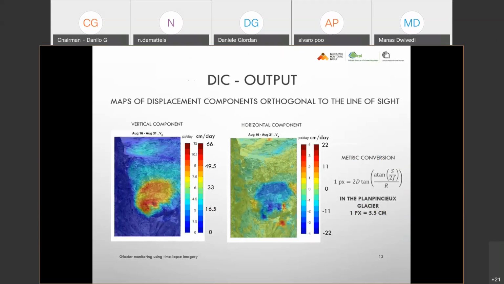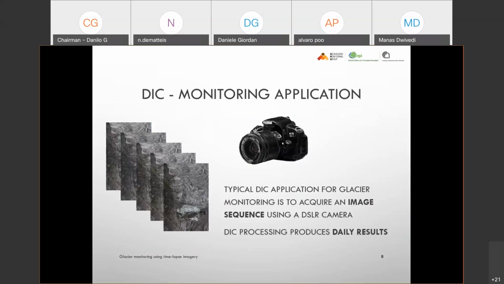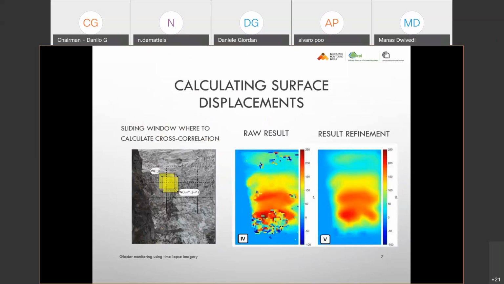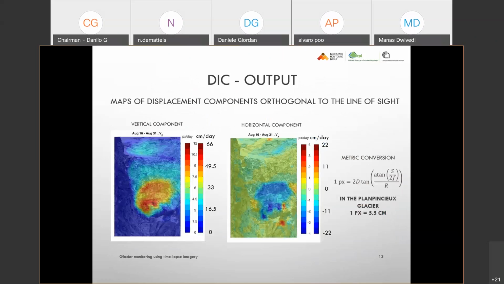But as you can see from this picture, digital image correlation provides two components of displacement. In particular, the two components orthogonal to the line of sight. Therefore, the output are two maps, one of the vertical component of the motion and the other one the horizontal component of the motion.